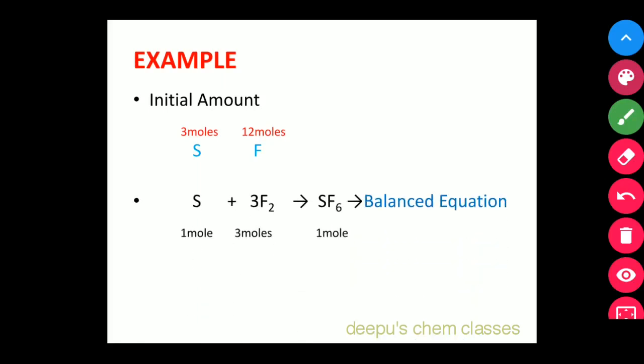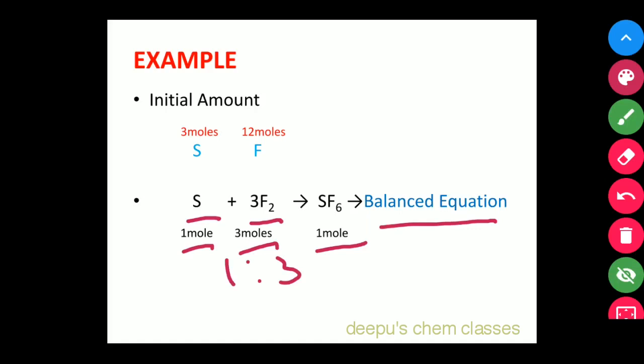According to the balanced equation, or stoichiometric proportion, the reaction between sulfur and fluorine is given by: 1 mole of sulfur reacts with 3 moles of fluorine, that gives the product 1 mole of sulfur hexafluoride. This is a balanced stoichiometric equation. So according to the stoichiometry, they react in a 1:3 ratio, isn't it? 1 mole of sulfur reacts with 3 moles of fluorine.